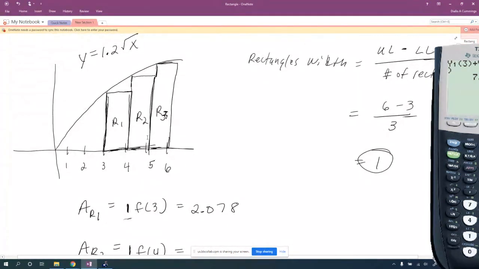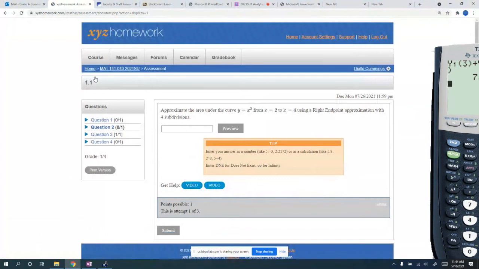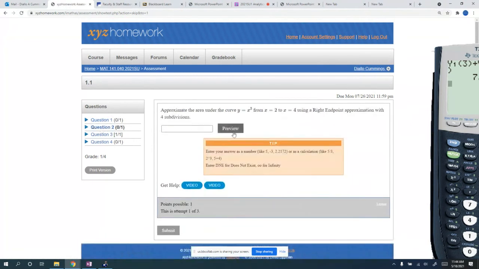All right, any questions about this first example? Now we'll find a question that uses a right endpoint. This one was also a left. We'll take a look at number 2. Here again, there is no curve. We're simply given a function, we're given the interval on the function, and we're given the subdivisions.